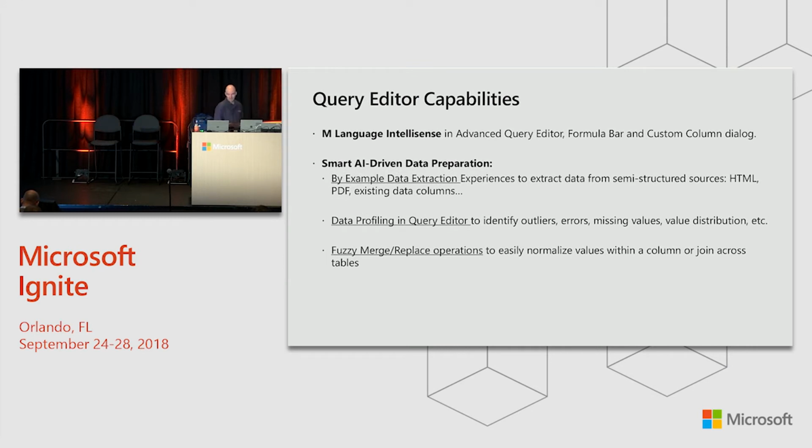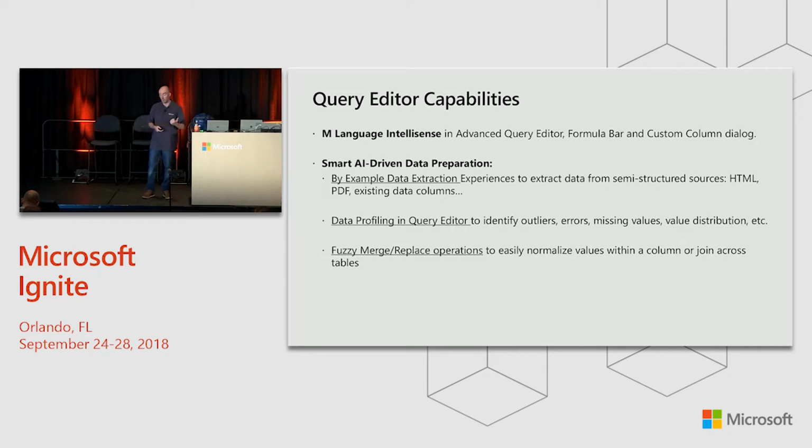The last bucket, query editor capabilities. So the M-language intelligence capabilities that I showed you in the advanced editor, we're going to expand that to make them available also in the formula bar and in the custom column dialog. Matt is actually working on that. Not right now, but he's working on that outside this week. The last category here ties back to the by example stuff that I showed you. It's more along the lines of a smart AI-driven data preparation. So I actually coined this term because everyone says they do either a smart data preparation or they do AI-based capabilities. So our AI is also smart, right? It's double smart. But we're going to continue investing on by example capabilities.